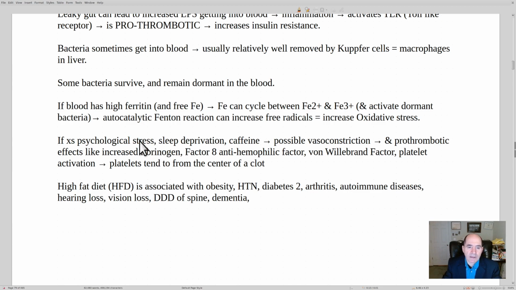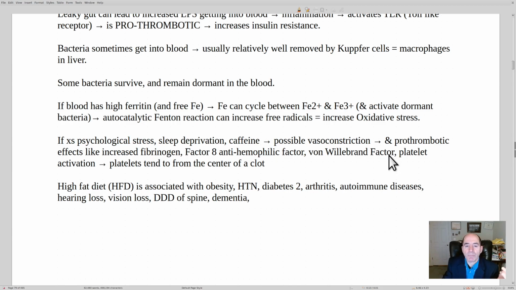And we talked about psychological stress, sleep deprivation, and caffeine all being quite similar, raising the same hormones, catecholamine and the cortisol, and they make the blood more prothrombotic. Increased fibrinogen, a clotting protein, as well as factor VIII, antihemophilic factor. That's a clotting protein, von Willebrand factor, and they cause platelet activation. So you can see a lot of things move in a bad direction.